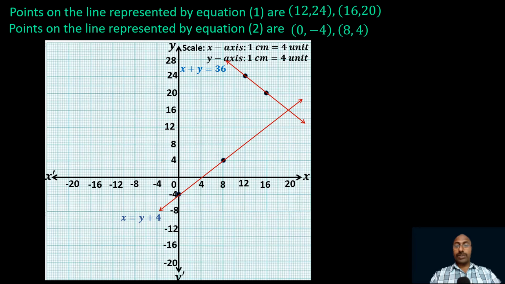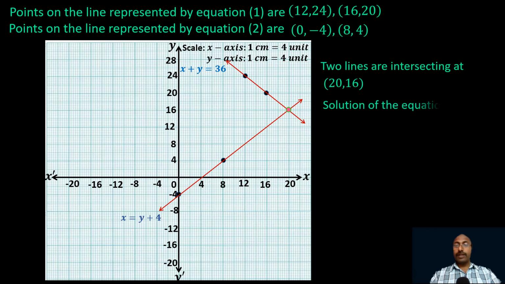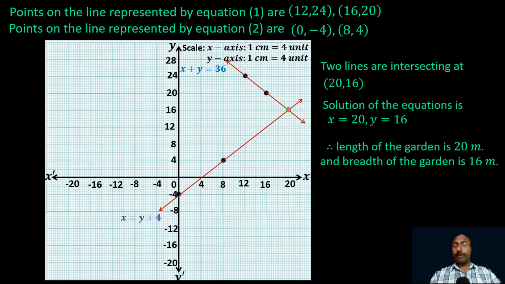And we can observe that these two lines are intersecting at 20 comma 16. Okay, so two lines are intersecting at 20 comma 16, and what is 20 here? The value of x is 20 and y is equal to 16. And what is x here? X is the length of the garden, and we found the length of garden as 20 meter, and the breadth of the garden is 16 meter, where y is equal to 16. Okay, take the next one.